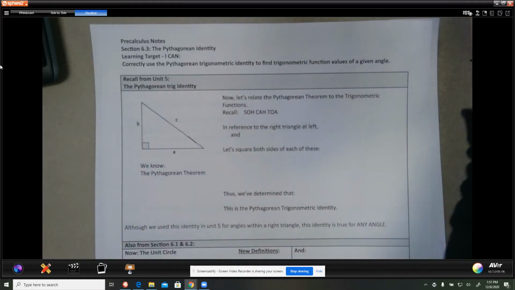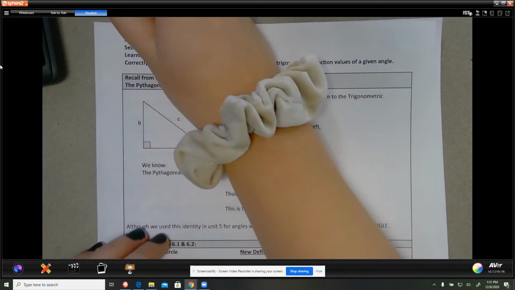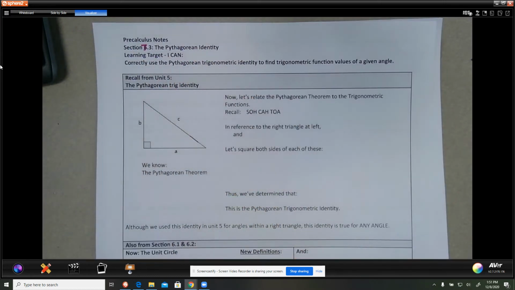All right, let me clear this a little bit. Okay, so we're in 7.3. I know this says 6, but this was going to be your unit 6, and then we changed it to 7. So we're in unit 7.3, talking about the Pythagorean identity.